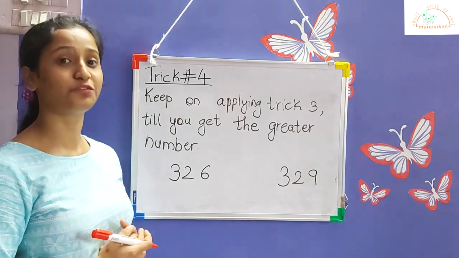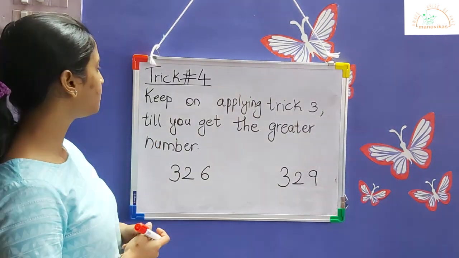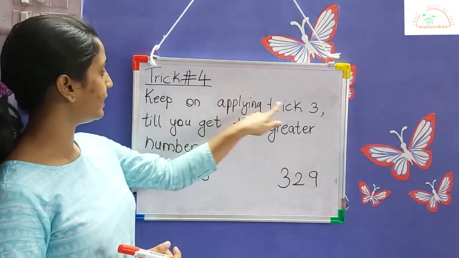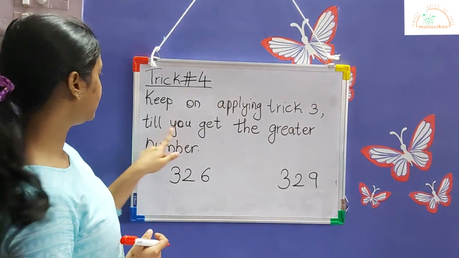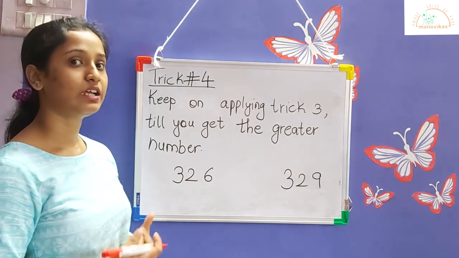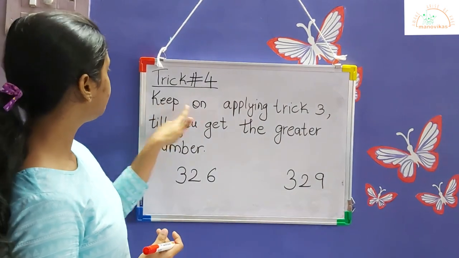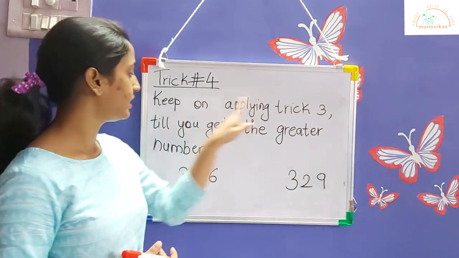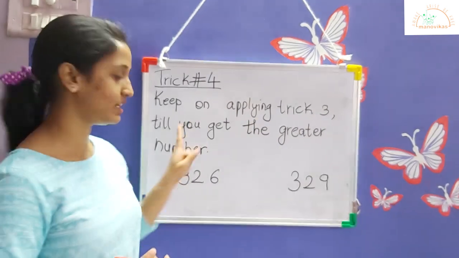Now moving on to the fourth trick. Let us read out the fourth trick. Keep on applying trick 3 till you get the greater number. Now what does that mean? We'll read it again. Keep on applying trick 3 till you get the greater number.